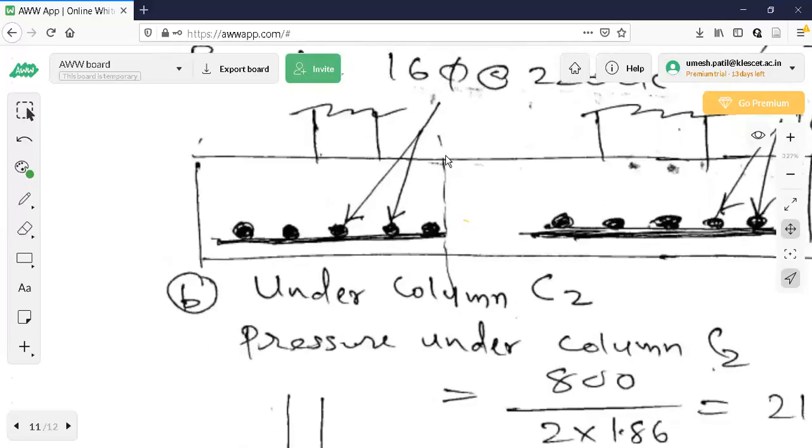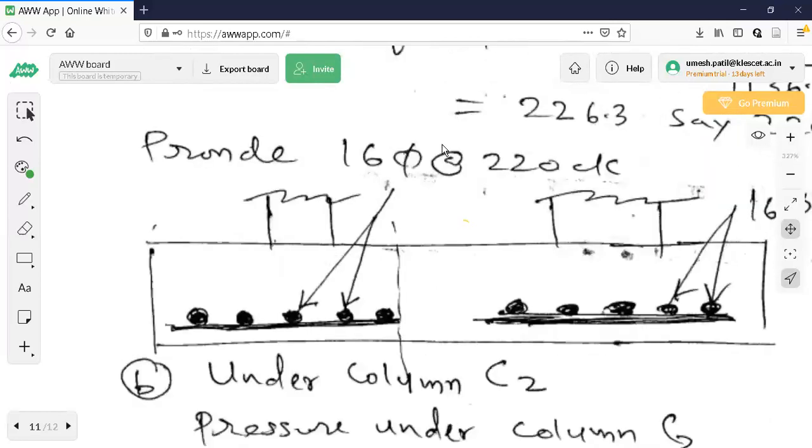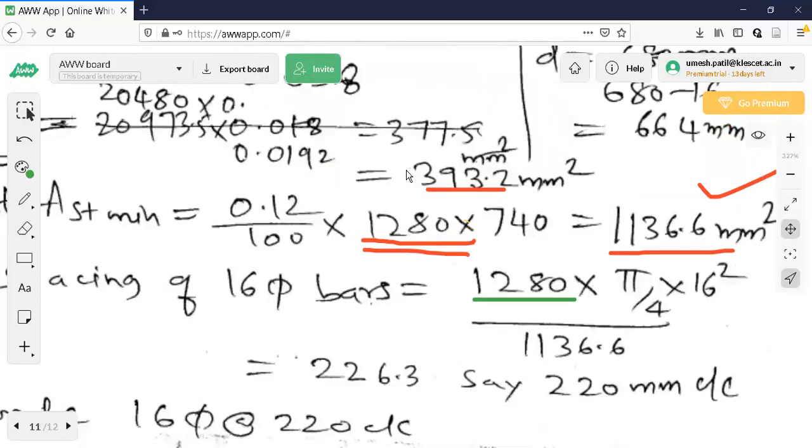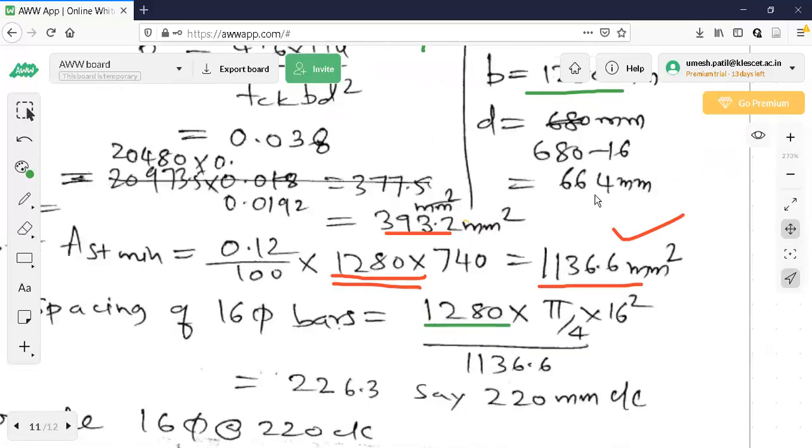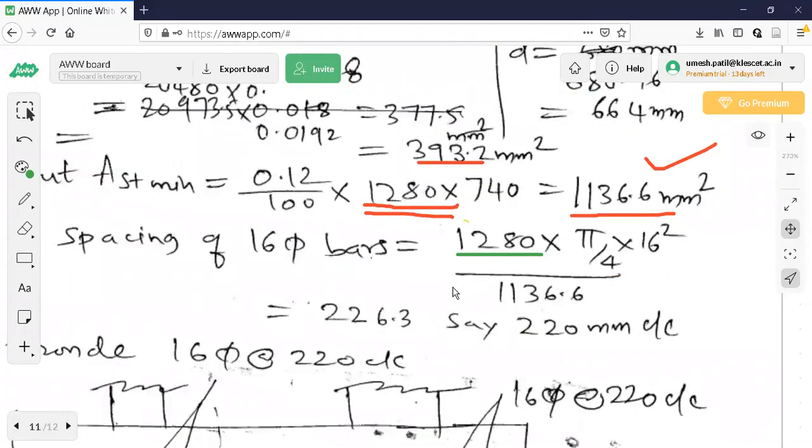Why is D reduced? That I will explain now. Just observe. Why is it 664? Why is the depth changed in the transverse direction? Why is it not 680? Why is it 664? I will show you why it is.